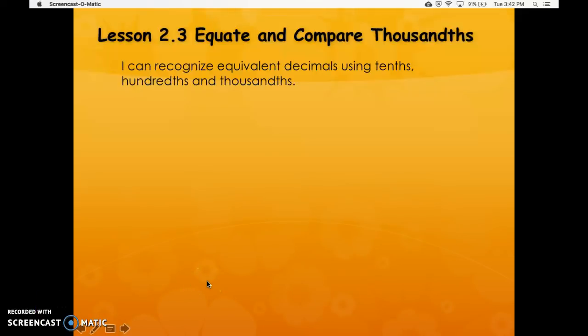Hello, we're moving on to lesson 2.3. We're going to equate and compare thousandths. So write that down at the top of your page in your math notebook, along with this I can statement. I can recognize equivalent decimals using tenths, hundredths, and thousandths.